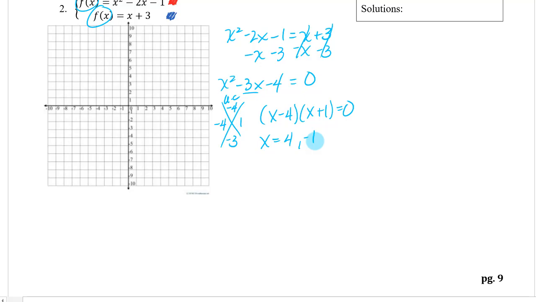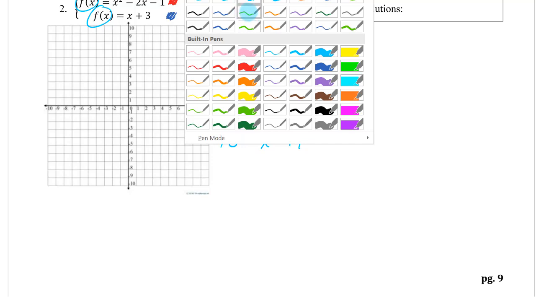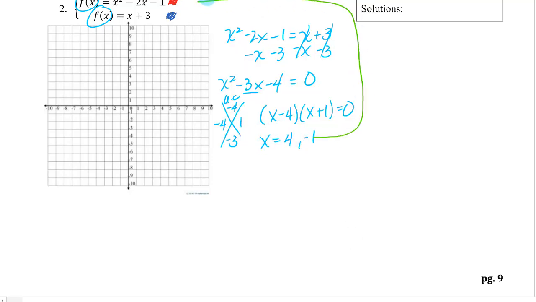So now that I've got my x coordinates, I need to plug them back into one of the two equations and verify what the y coordinate will be. In this case, I'm going to go back to the linear one because it's the easier of the two. So let's evaluate it. f of 4 equals 4 plus 3, or 7. So I get the point 4, 7 is a possible solution. Let's evaluate for the other x coordinate then. So f of negative 1 equals negative 1 plus 3, or I get 2. So the other coordinate is going to be negative 1, 2. So there's my two possible solutions.